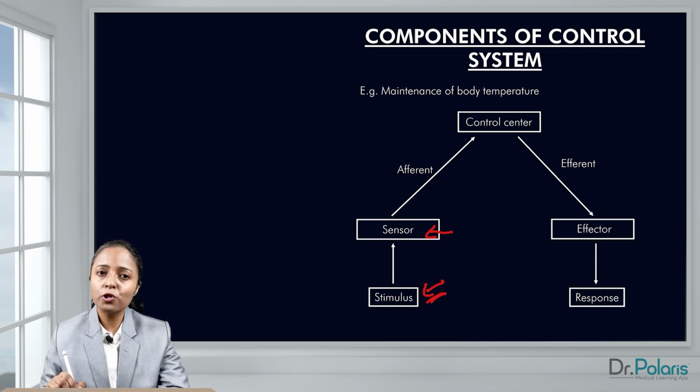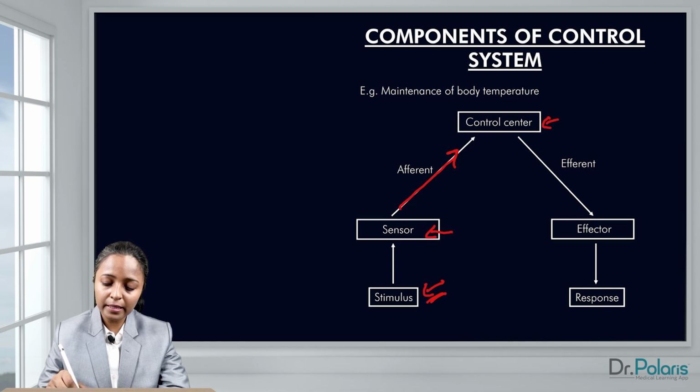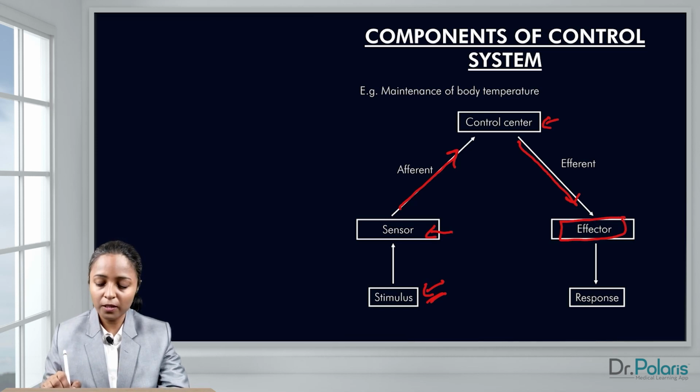Then this information which is detected by the sensor is conveyed by means of afferents to a control center, right? So afferent actually carries the information to a center. The center processes that information, okay, and then it sends efferents to the effector. So efferent is carrying the information from the center to the effector, and in this effector there are certain changes in the function so that there is a response. So this response will help in changing this particular stimulus again, right?